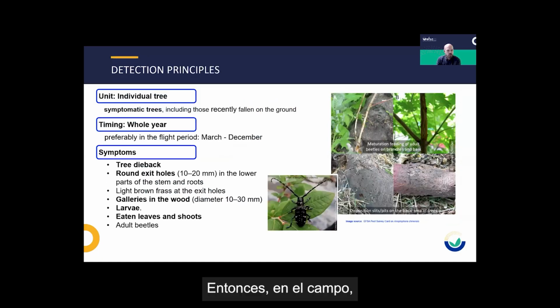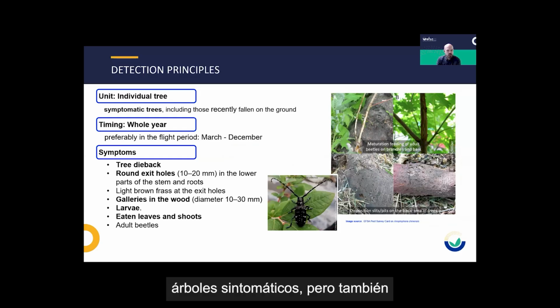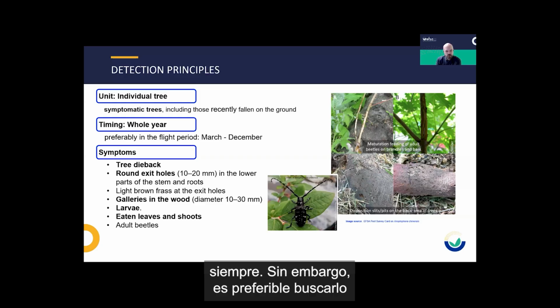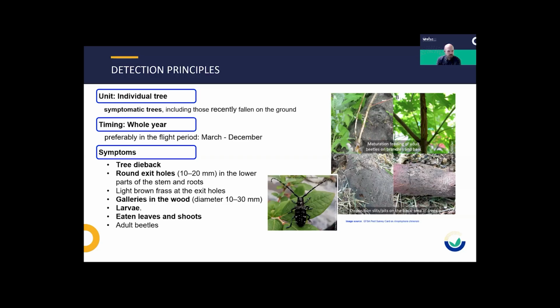In the field, what should we be aware of? We have to look at individual trees, so symptomatic trees, but also including recently fallen trees on the ground. We're looking for it the whole year because, let's say, a hole in the tree can be seen year round, but it would be preferable to look for it in the flight period, which is from March till December.